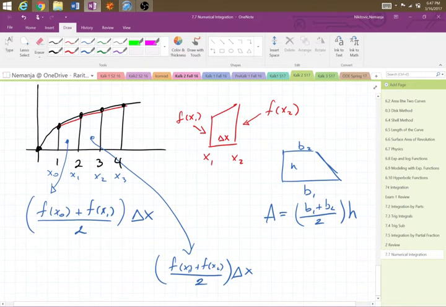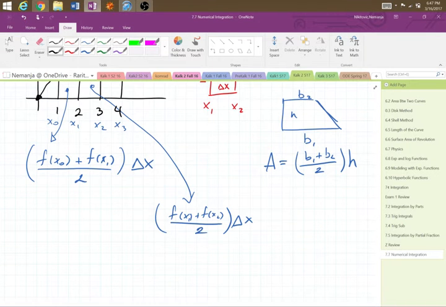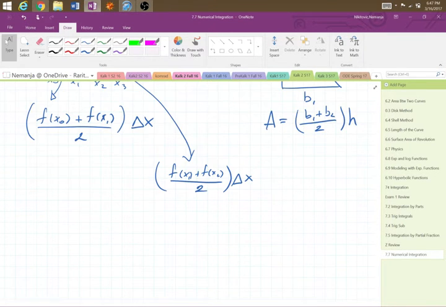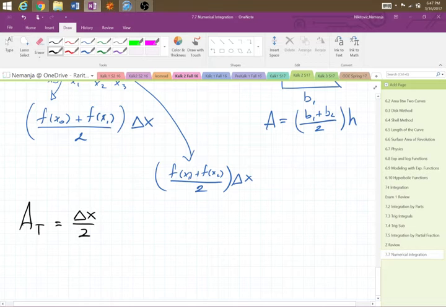Now you see that all of the points in the middle are recycled twice, and the points at the ends are only used once. So x0 is used only once to calculate the area of the first trapezoid, but x1 was involved in creating the first and the second calculation. So all of that put together leads to a formula for the trapezoid. The area using the trapezoid is delta x divided by 2. We see delta x divided by 2 in each one of these.